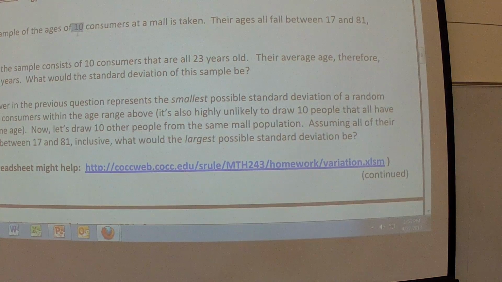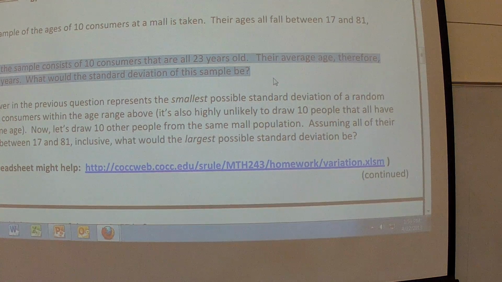I'm randomly sampling 10 consumers from a mall, and we're trying to see what their average age is, and also the plus or minus around their age, the standard deviation of their ages. So I gave you two questions. First, suppose you grab 10 people, and they're all exactly the same age, rather than the nearest year. So they're all 23 years old. That means their average age is 23 years. What's the standard deviation of their ages? It's got to be 0 because they're all the same age.